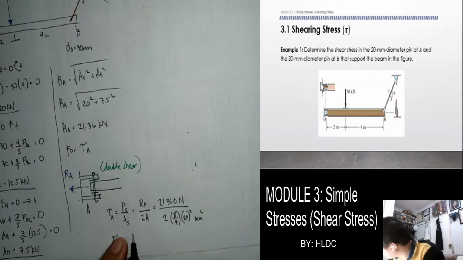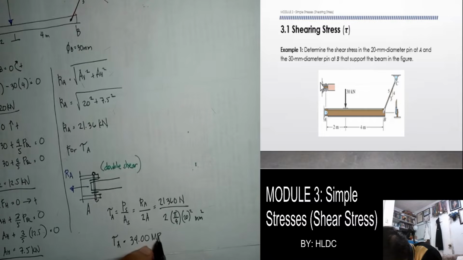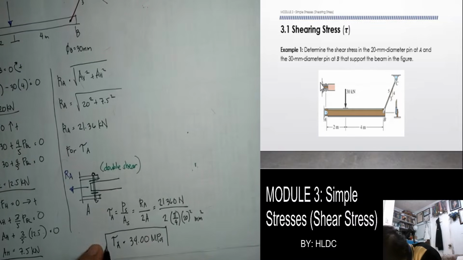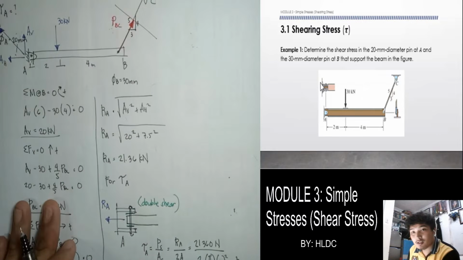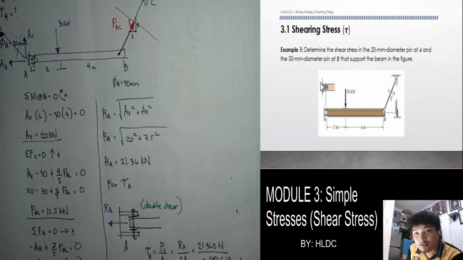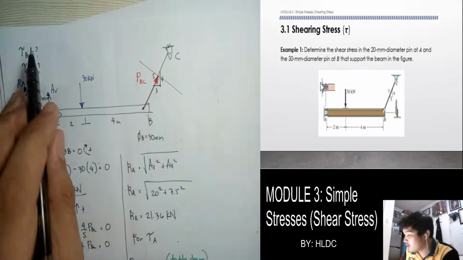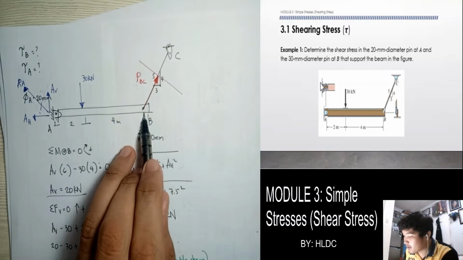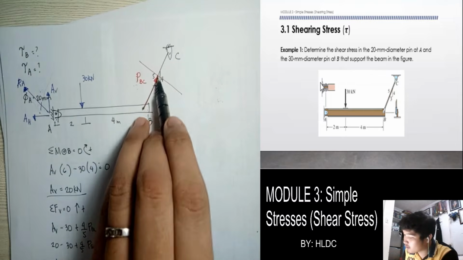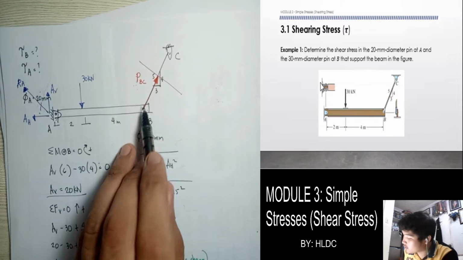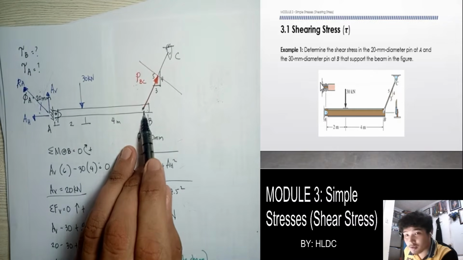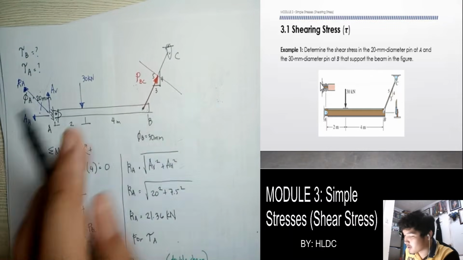So the answer is 33.9955, so that is 34.00 MPa. Okay, and the next, ang tinatanong naman, class, is yung shear stress at B. So para makuha yung shear stress at B, kailangan ko na itong PBC, no? Siya na yung magbibigay ng shearing force doon sa pin dito sa B. So ito na yung shearing force at B.